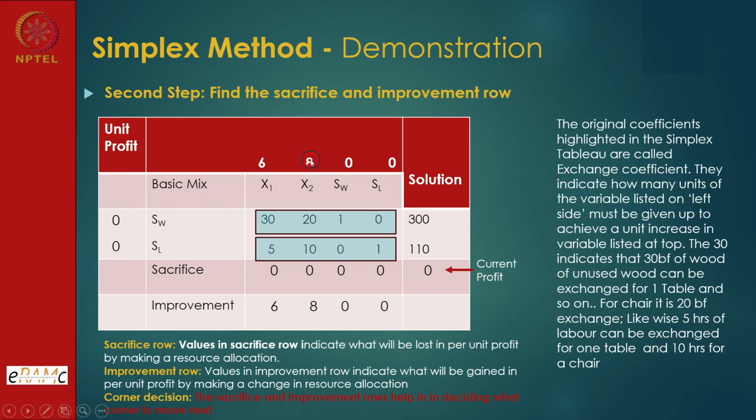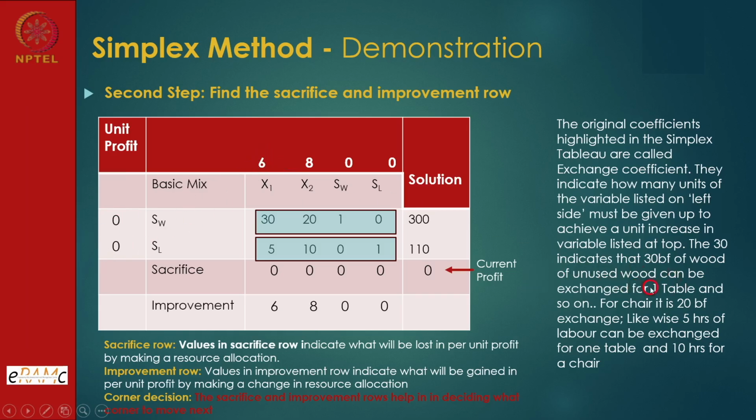These are the operating unit profits. The sacrifice and improvement rows help in deciding whether we have reached the optimization. The original coefficients highlighted in the simplex table, whatever we have marked, are called exchange coefficients. They indicate how many units of the variable listed on the left side must be given up to achieve a unit increase in the variable listed on top. How much we should give up to increase the value of the variable written on top.